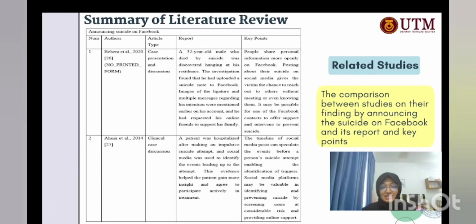This one is the related study, the comparison between studies on their finding by announcing the suicide on Facebook and its report and key points. These are the authors, the article type, and the report and the key points. So if we look on the first report, a 32-year male who died by suicide was discovered hanging at his residence. His article type was case presentation and discussion. The key points from this article were people share personal information more openly on Facebook, posting about their suicide, and social media gives their victim chances to reach out.